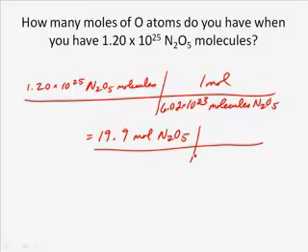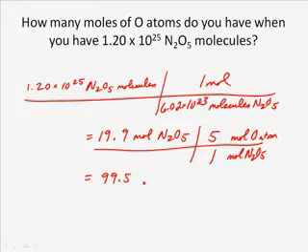Now it wants moles of just oxygen atoms, so I want to go from moles of N2O5 to moles of oxygen atoms. Looking at the formula N2O5, for every 1 mole of N2O5 molecules I'm going to have 5 moles of oxygen atoms. So 19.9 times 5 gives me 99.5 moles of oxygen atoms. Let's look at another one, kind of similar.